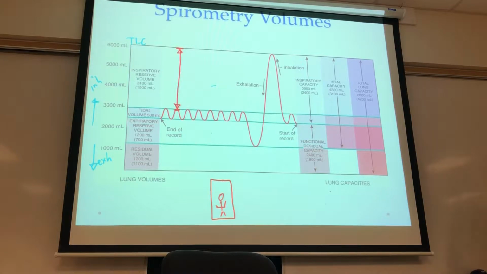Yes, Ellen. Inspiratory capacity was the tidal volume plus the what? Inspiratory reserve volume, IRV plus the tidal volume. Yeah, so tidal volume is normal breathing, and the inspiratory reserve volume is what you breathe in after you've taken a normal breath. Okay, so that is your capacity to inspire. What other questions?